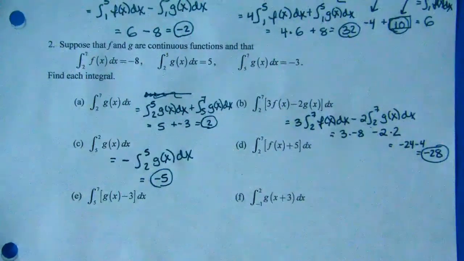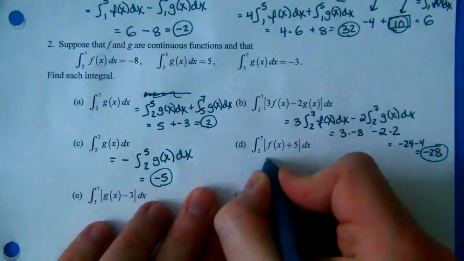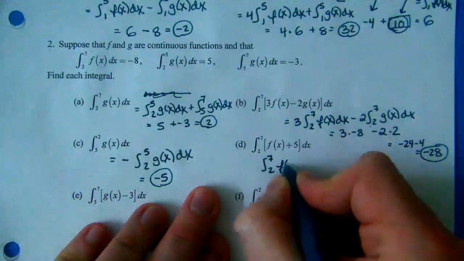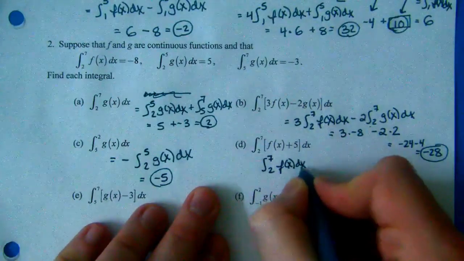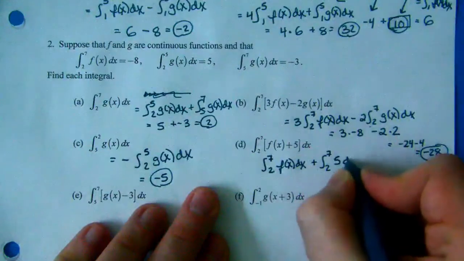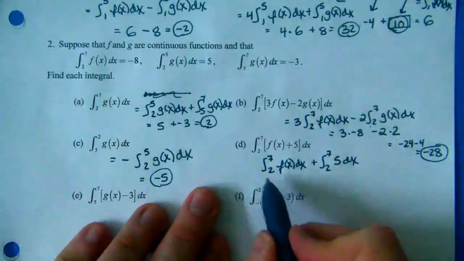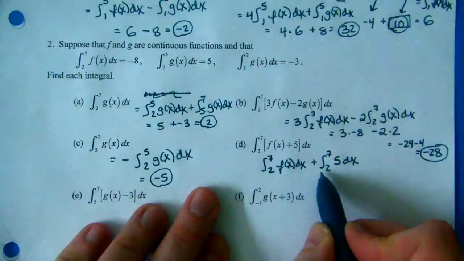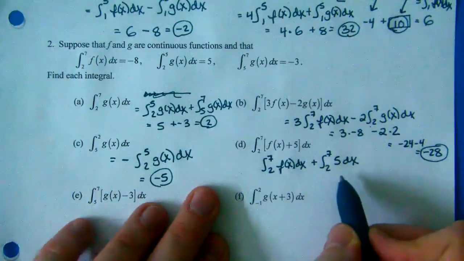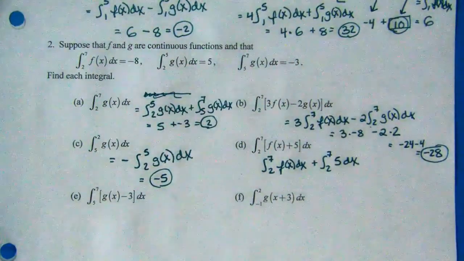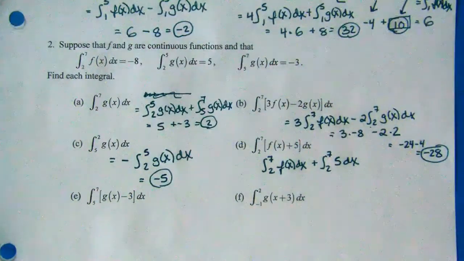This is that trick that we've seen before of we need to split this into 2 integrals. The integral from 2 to 7 of f of x dx plus the integral from 2 to 7 of 5 dx. You'll get this from the original problem. You'll get this from using some other geometry ideas. See if you can go from there and get the answer.